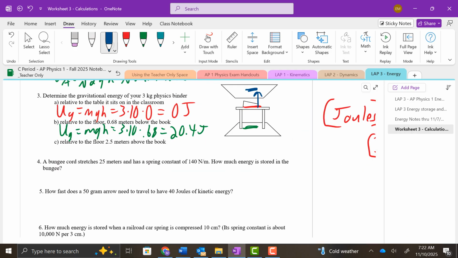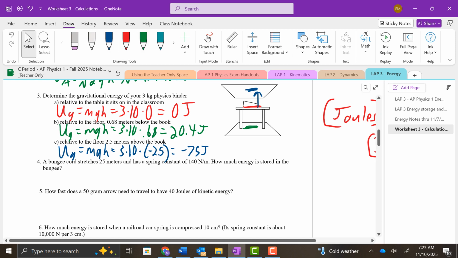Hopefully y'all pause the video and see what you get. I'm going to show you my work. UG is equal to mgh, so that's 3 times 10 times negative 2.5. Why is it negative? Negative 75 joules.